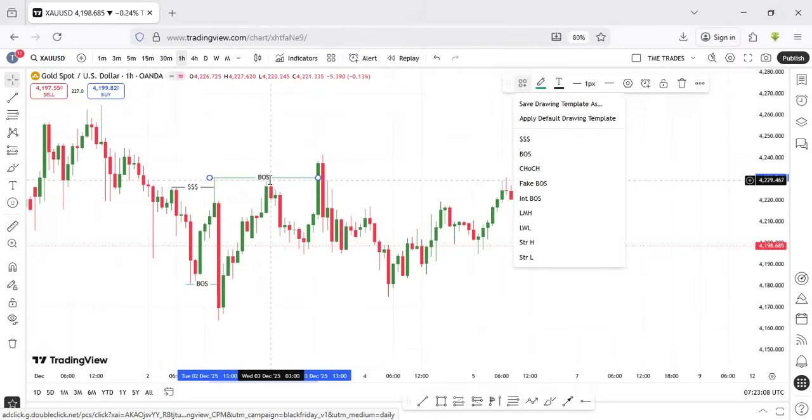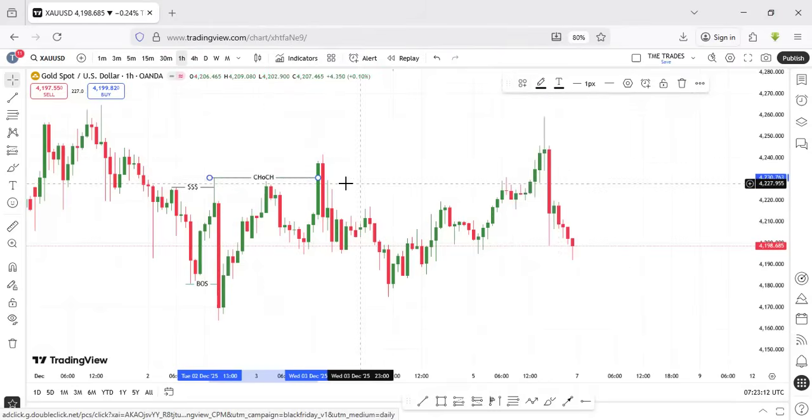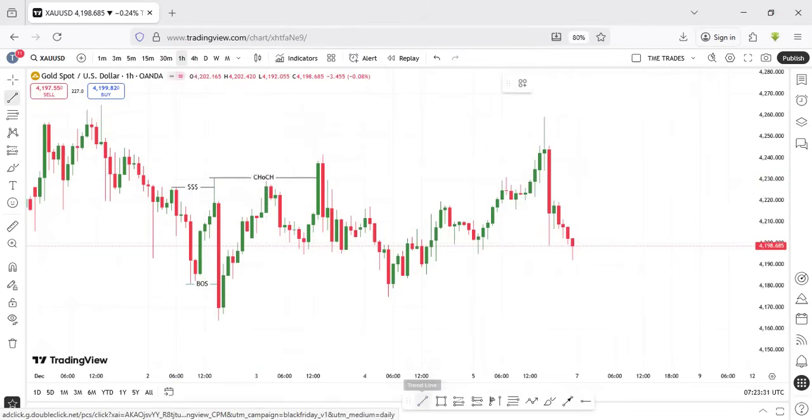Now, it's no longer going to be a break of structure, rather it's now going to be a change of character. Why? Because this high swept liquidity, and whenever you see a high or low sweeping liquidity, we don't want to see market go above or below it. Anything that goes below or above it and closes above or below it is definitely going to be a change of character. So currently, this happened to be our very strong low.